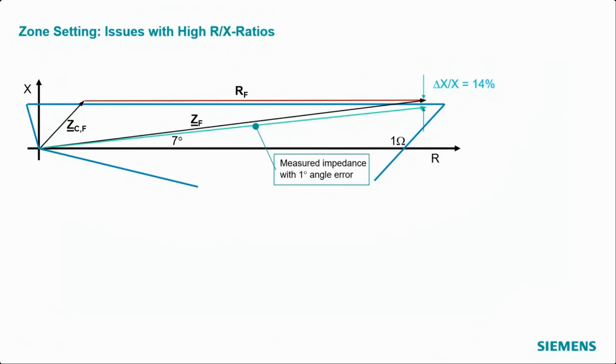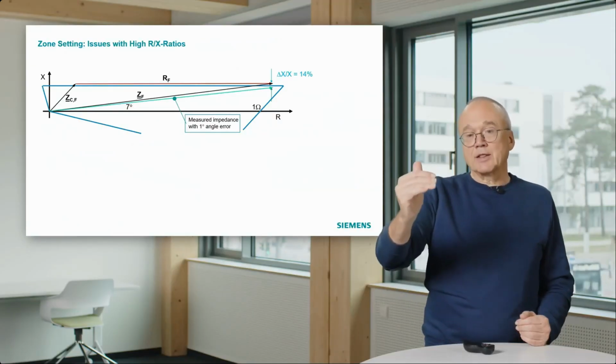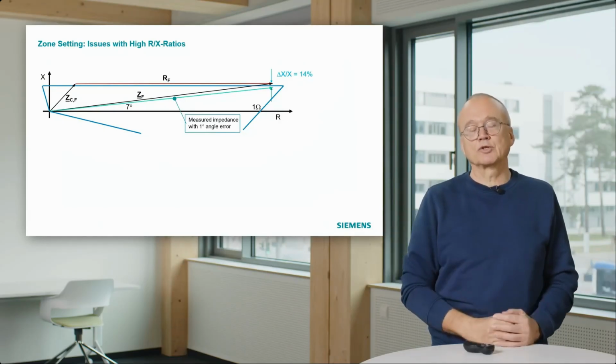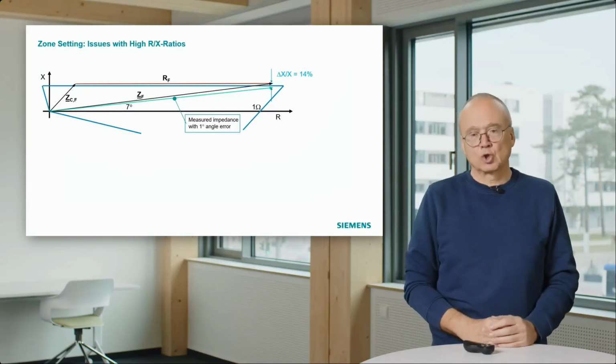That means if we measure this fault, which is a bit outside the zone, with a fault resistance of roughly 1 ohm, and we measure that with an angle measurement error of 1 degree, we get a 14% measurement error in the reactance. And that can bring us into the zone and can give us a wrong trip. And that is the reason why this extreme setting should be avoided.